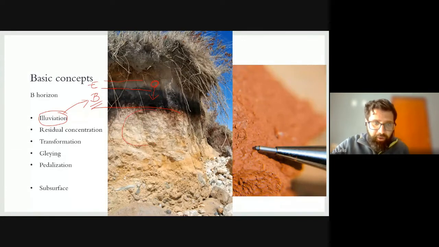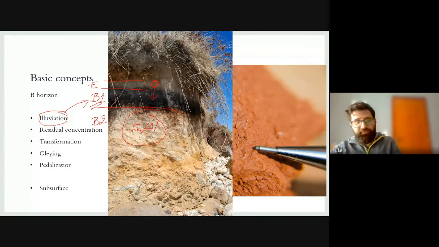This is a B horizon too, because it concentrates iron and aluminum oxides. So it's another B horizon, okay? It's B1 and B2, okay?